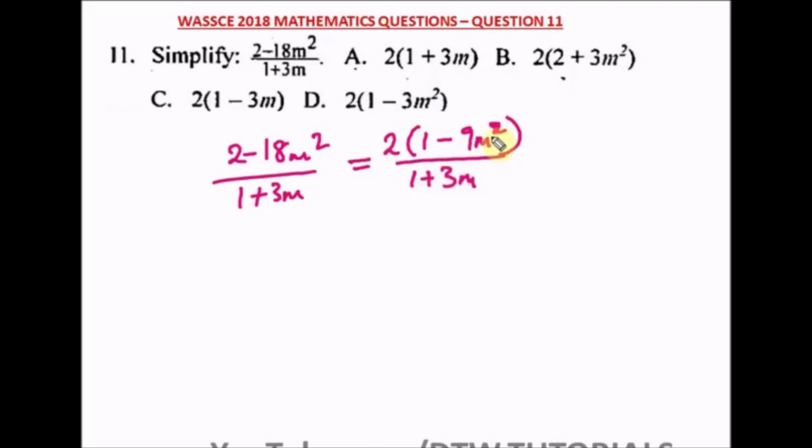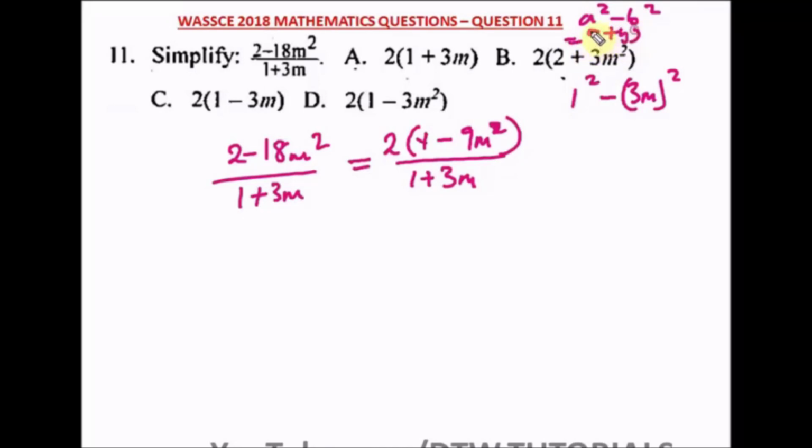So we have 2 times 1 minus 9m squared divided by 1 plus 3m. Okay, so from here, this is like 1 squared minus 3m squared. And remember, when you have a squared minus b squared, it is equal to what?